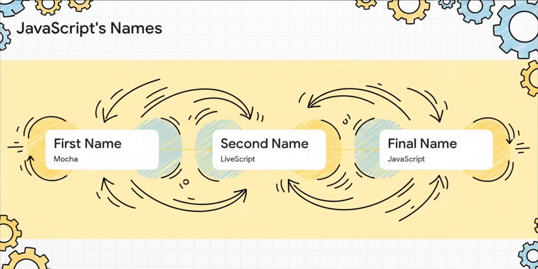I mean, this early period was just a total whirlwind. Before they landed on the name JavaScript, the language actually had two other names. First, it was called Mocha, and then LiveScript. And this wasn't just about marketing, you know? It shows you just how fast the web itself was changing back then.